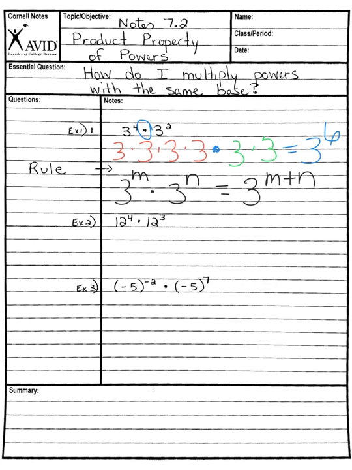So let's look at example 2. We have the same base. The base is 12 on both of them. So 12 to the 4th power times 12 to the 3rd power is just going to be 12. And we're going to take our 4 plus the 3, and we get 12 to the 7th power. And that's how we're looking at these.